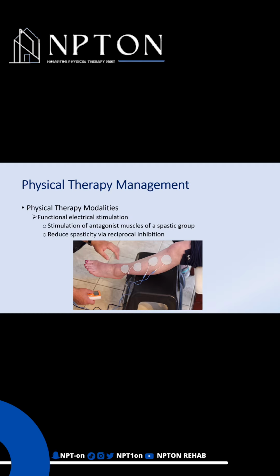Another modality of physical therapy is functional electrical stimulation. Applying stimulation over the antagonist muscle of the spastic group can reduce spasticity through reciprocal inhibition. What I mean by reciprocal inhibition is the relaxation of the muscle on one side of the joint while the muscle on the other side contracts. For example, if you do a contraction in the triceps muscle, this will cause a relaxation in the biceps muscle.